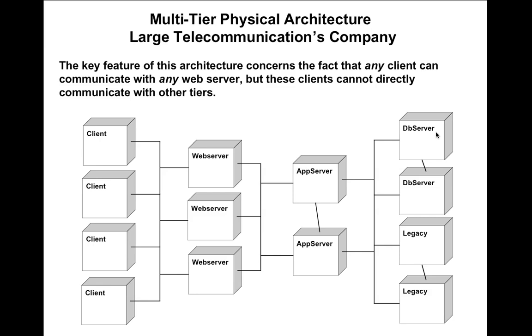The key to this architecture concerns the fact that any client can communicate with any web server, but these clients cannot directly communicate with the other tiers. So, as I was mentioning before, take 1 million clients, connect them to 1 million web servers. And then as you start working from the left to the right, the number of servers usually goes down in size because you don't need it. After you filter them, it's almost like a funnel. You know how it's big on the top and small on the bottom? Only one or two items are going to come through it at a time. You're not going to get all that heavy-duty web traffic, which is great because you filter it out just like a funnel, and you get them through the web server.